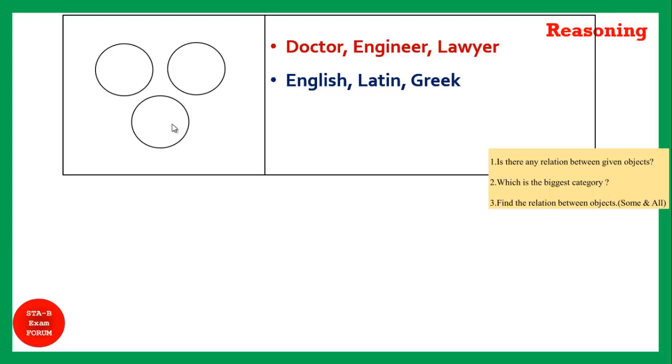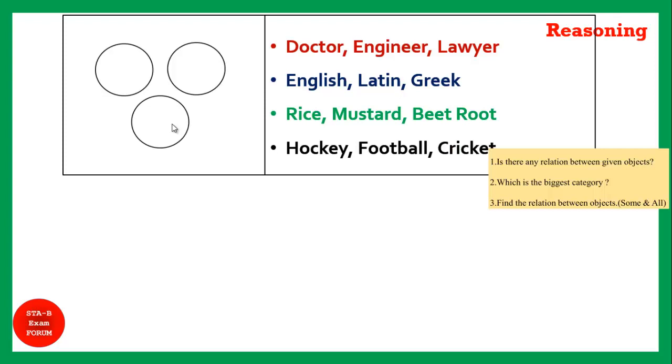Okay, let's see the next. You can try rice, mustard and beetroot. This is also very simple. And the last one is hockey, football and cricket. There is no relationship between hockey, football and cricket. Don't be confused that hockey, football and cricket all have a ball in them. No, you have to see the relationship between the given categories. Hockey cannot be football. With the help of hockey you cannot play football, right? And with the help of football you cannot play cricket, right? So there is no relation at all between these three objects.